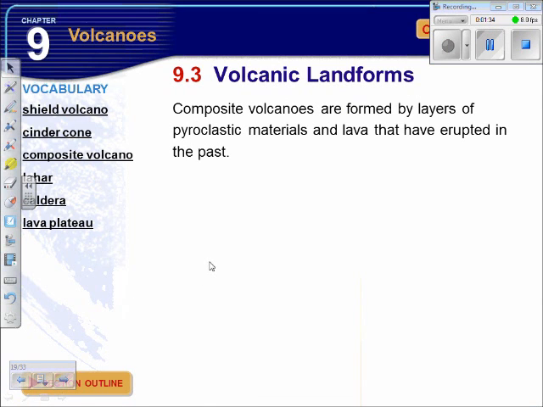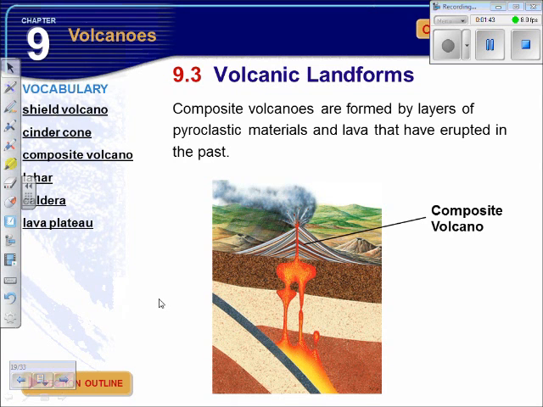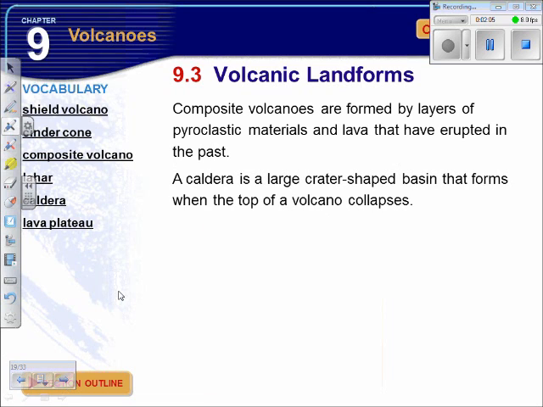Next type of volcano we're going to look at is a composite volcano. These are formed by layers of pyroclastic material and lava that have erupted in the past. This is a picture of the composite volcano. The thing to visualize here, as you can see on the graphic, is that these layers build up over time. Subsequent eruptions deposit the material and produce the layers over time.